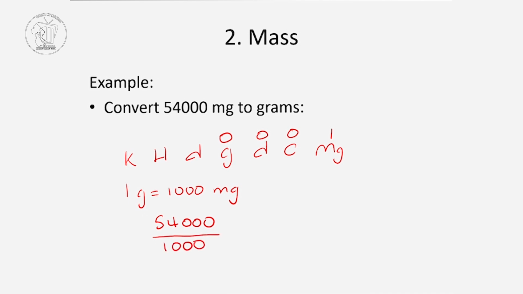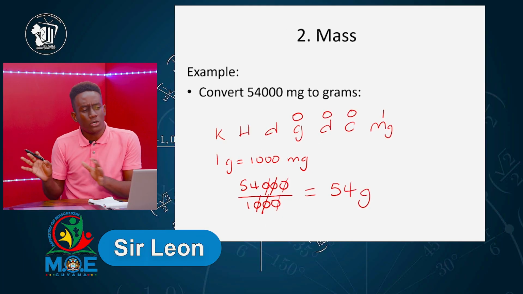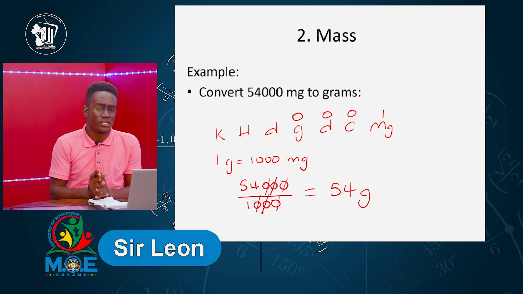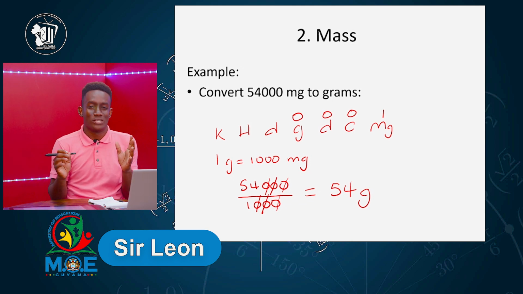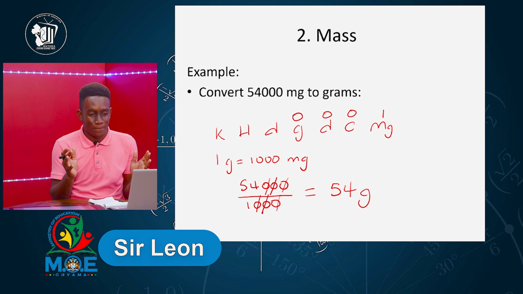So when we divide by 1000, this 0 cancels out with that 0, this 0 cancels out with that 0, this 0 cancels out with that 0. So this will be equal to 54 grams. And that is how we convert between units of mass using the same mnemonic and the same principle, and we can convert between any.